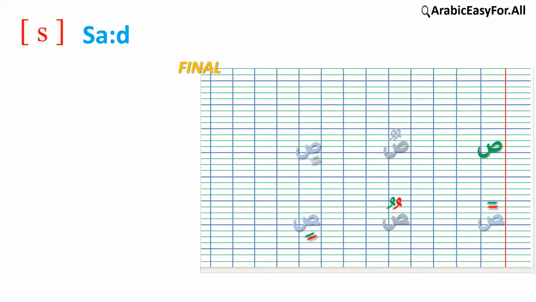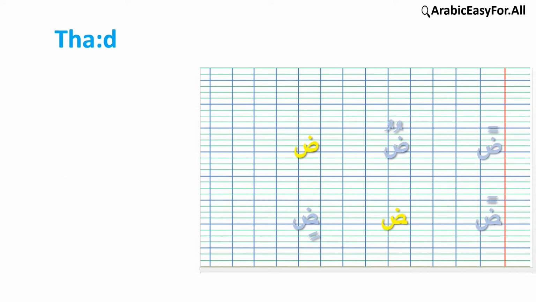In its final word position, doubled fatha on sad is pronounced sun, like in the example غواصاً, which means diver. In its final word position, doubled kasra on dhad is pronounced dhin, like in the example ba'udhin, which means mosquito.